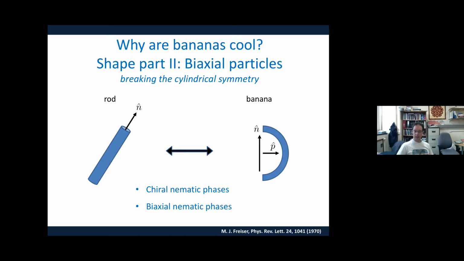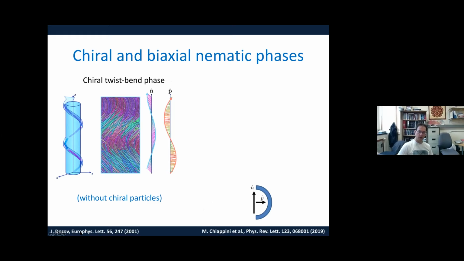And this is kind of funny and kind of interesting, because this biaxial particle itself, for example, is not chiral, yet it can form chiral nematic phases. And that's shown here. I borrowed this picture from those of paper, but also from Massi's PRL from last year, where I just want to show two examples, one of a chiral phase and one of a biaxial nematic. And here we've got a chiral phase, which is called a twist-bend nematic phase. And you can make this, as I said, without chiral particles.